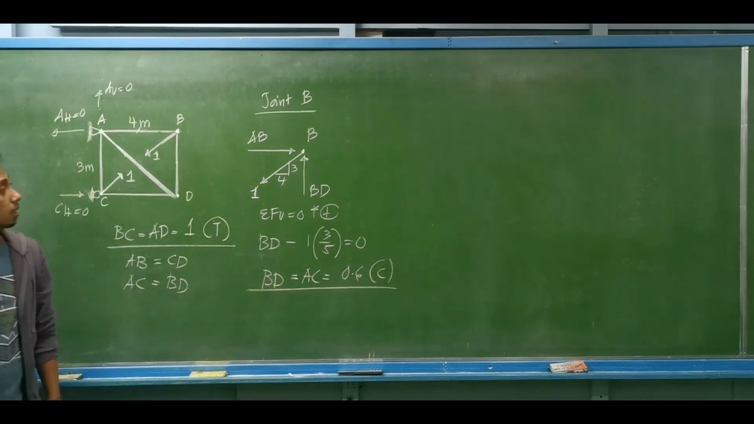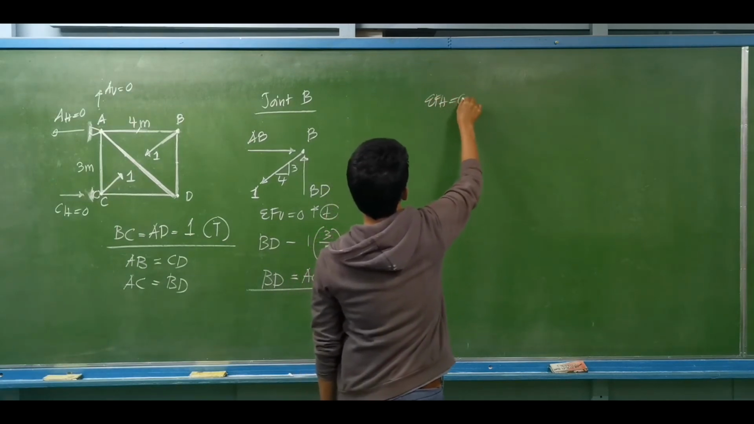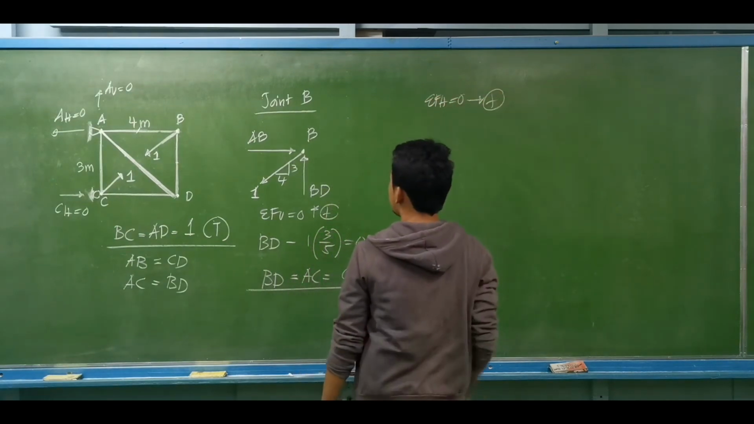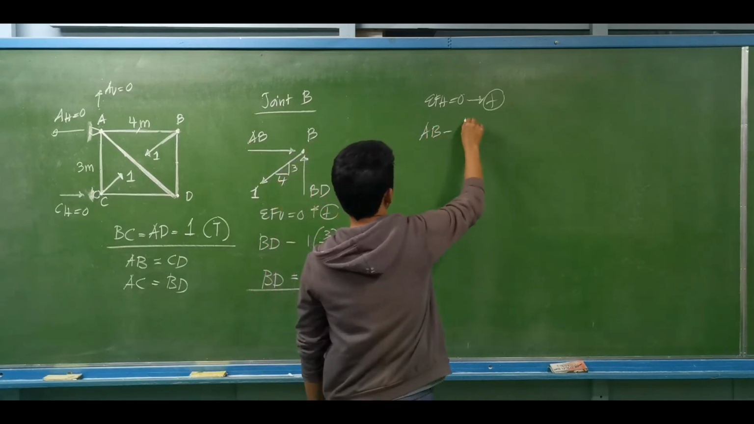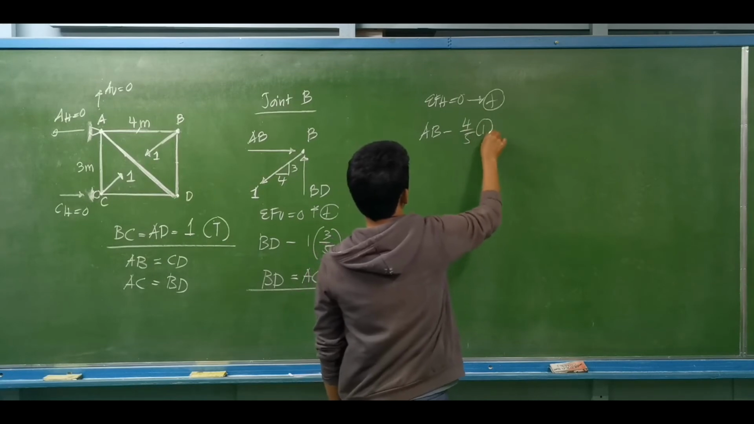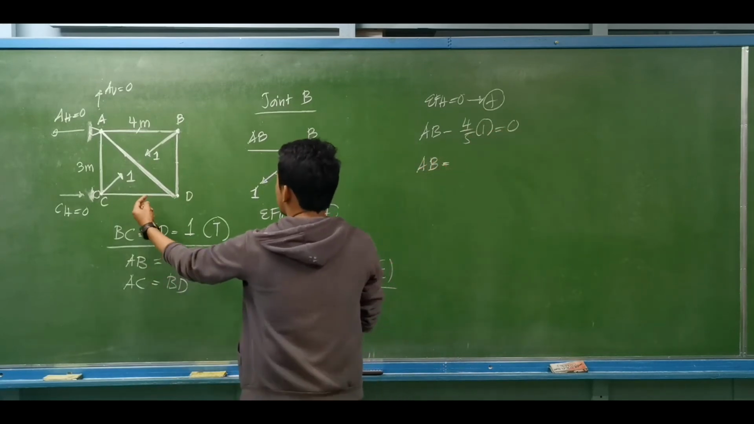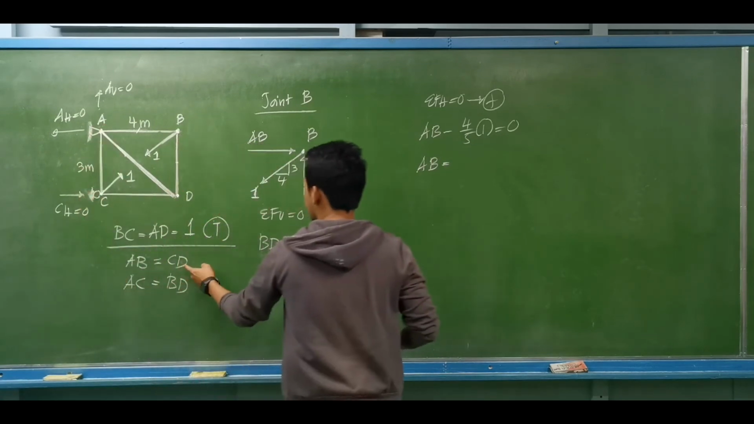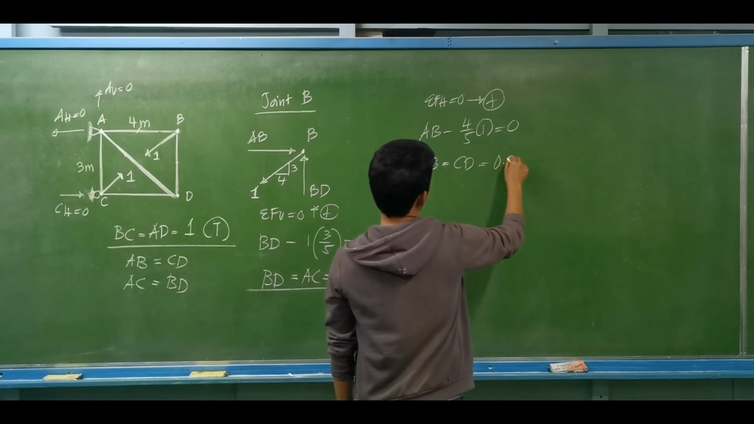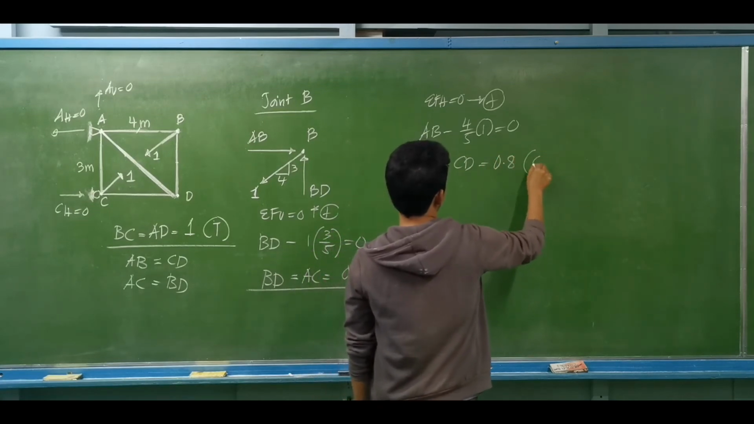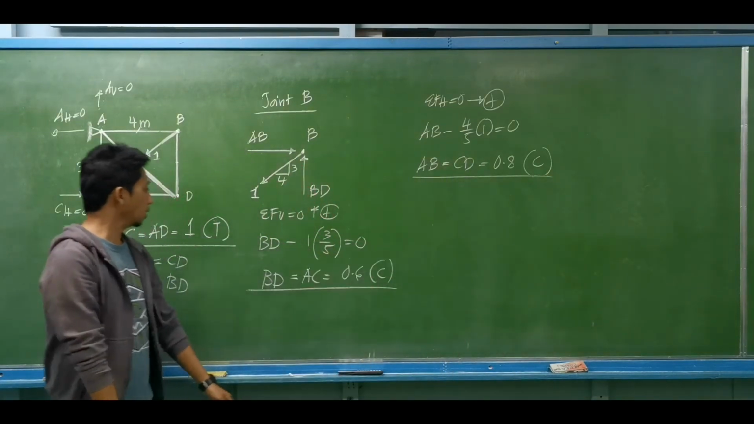So BD and AC. Then we do summation of forces, horizontal equal to 0, to the right forces to be positive. That is, we have AB minus the horizontal component, 4 over 5 of the 1 unit load, equal to 0. So we have member AB. Member AB is similar to member CD. We have that as 0.8, and this is also under compression. So these are the axial forces due to 1 unit load.